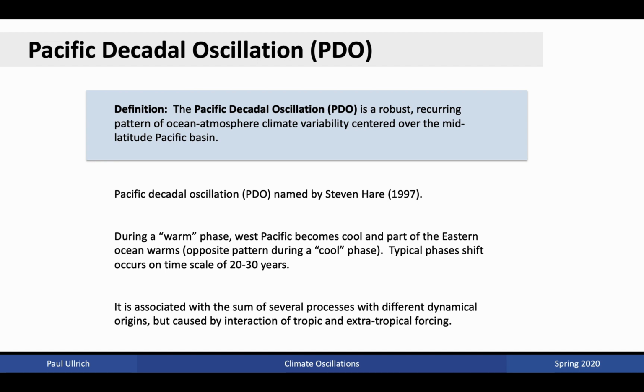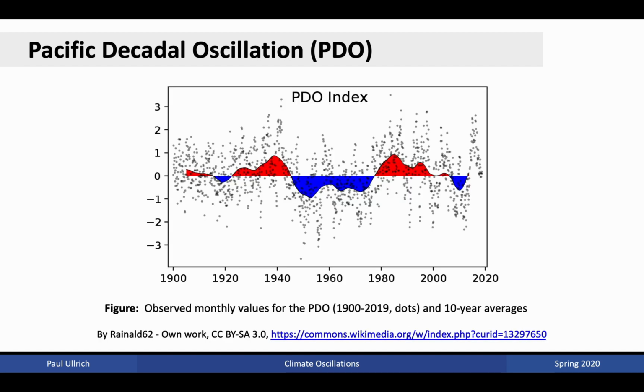The PDO pattern can actually be seen through much of the Pacific. Typical phase shifts in the PDO occur on a timescale of 20 to 30 years. That is, analogous to the Atlantic multidecadal oscillation, the PDO tends to exist within a certain phase pattern for 20 to 30 years before flipping to its other mode. The PDO is associated with the sum of several processes that have different dynamical origins, but is primarily caused by the interaction of both tropic and extratropic forcings.